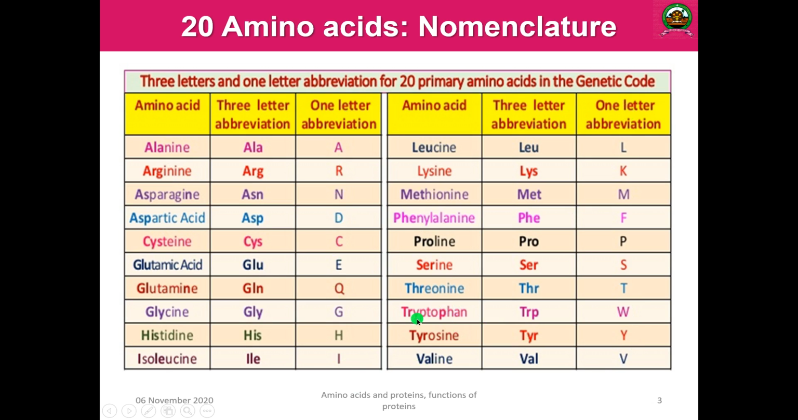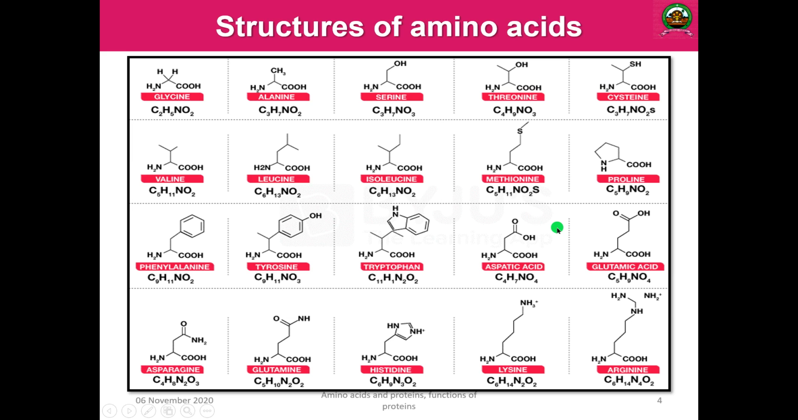So these are the 20 different amino acids, and these are the primary amino acids in the genetic code. Okay, and these are the structures and their molecular formulas. The simplest amino acid is known as glycine. Then it is getting complex, and you can see the complex amino acids.